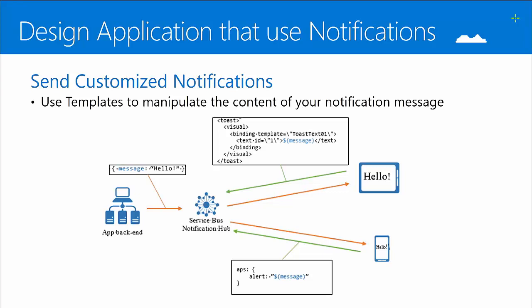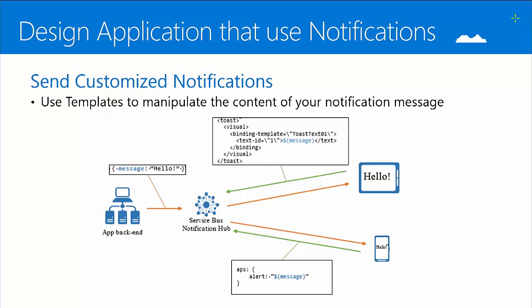So you can use this feature called templates. Templates allow you to define a message and have it transformed at the notification hub level into the appropriate format for each different device. So for example, I could send a message called hello, and it's going to use the correct XML for the Windows notification service and the correct JSON for Android and iOS.